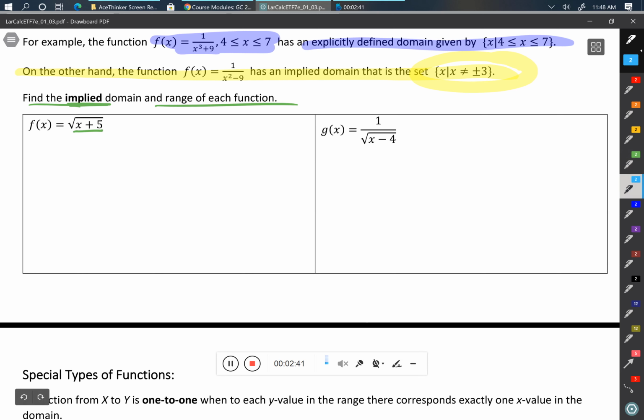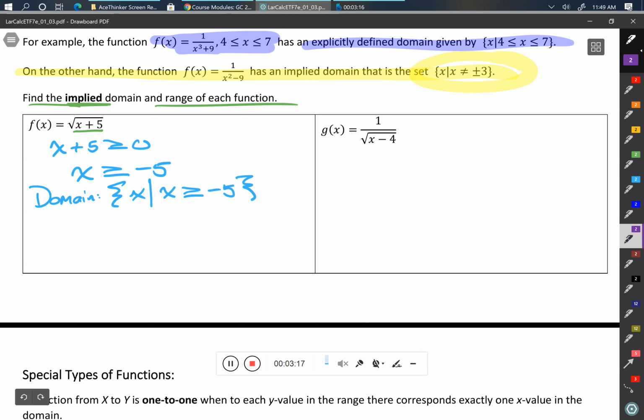So to find this implied domain, I'm just going to make that happen. I'm going to say, what makes my radicand greater than or equal to 0? And then with a little bit of manipulation, I can say that this is when x is greater than or equal to negative 5. So then the implied domain is going to be the set of all x's such that x is greater than or equal to negative 5.